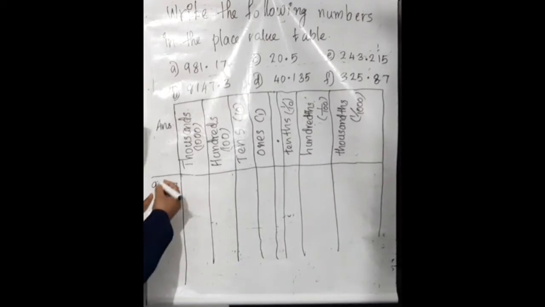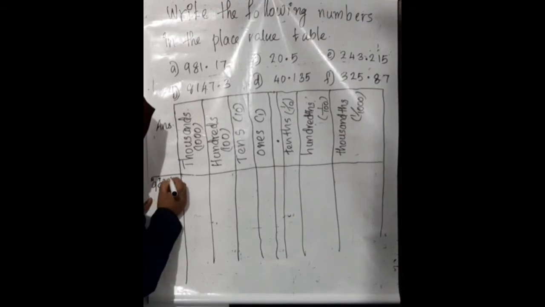981.17. So what will be the place value of 9 here? How will we do that? Ones, tens, hundreds, tenth, hundredth. This is the use of mentioning their small letters.